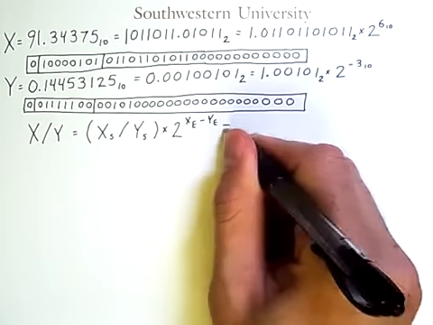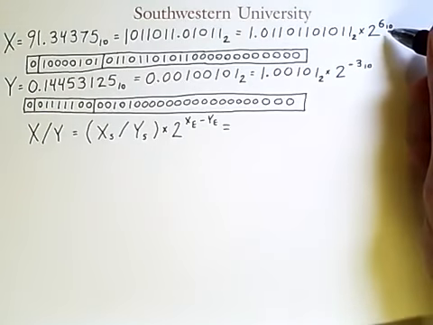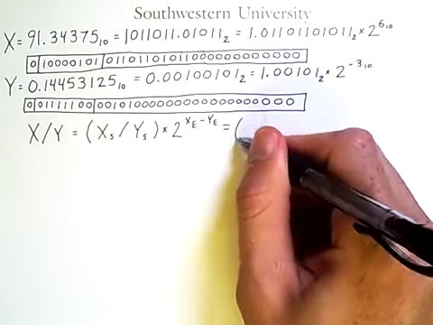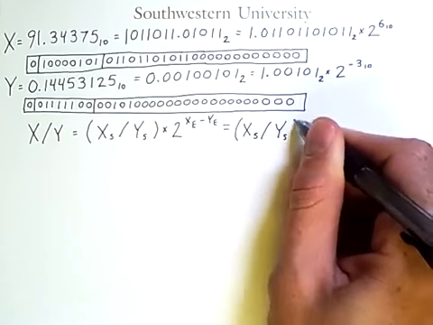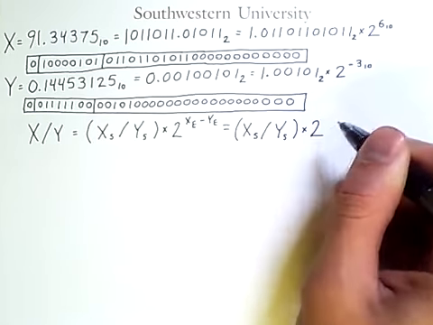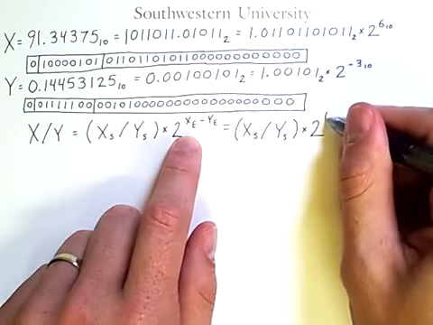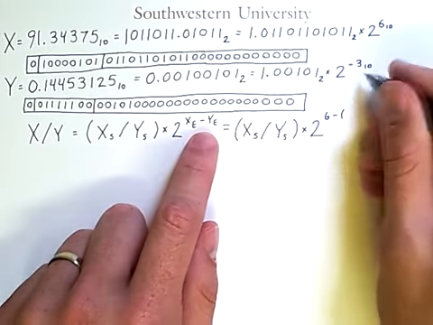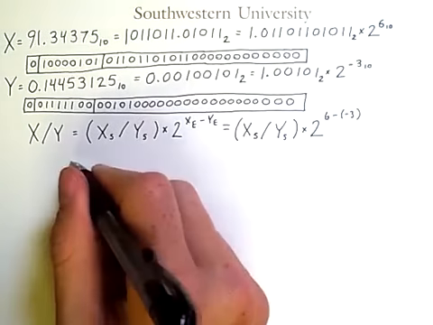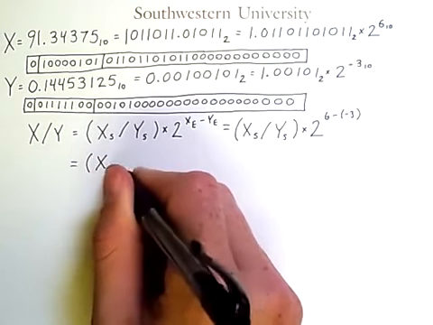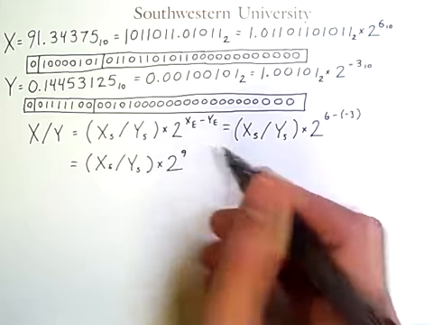Now, the exponents are visible here in the scientific notation. So what we have is x sub s divided by y sub s times 2 raised to the power of 6 minus negative 3. So this comes out to 9. So x sub s divided by y sub s times 2 to the 9.